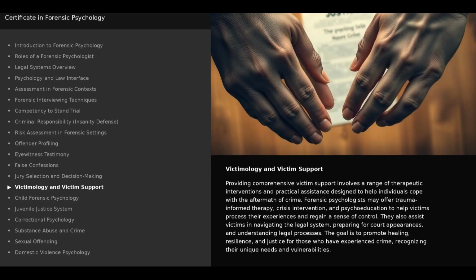Providing comprehensive victim support involves a range of therapeutic interventions and practical assistance designed to help individuals cope with the aftermath of crime. Forensic psychologists may offer trauma-informed therapy, crisis intervention, and psychoeducation to help victims process their experiences and regain a sense of control. They also assist victims in navigating the legal system, preparing for court appearances, and understanding legal processes. The goal is to promote healing, resilience, and justice for those who have experienced crime, recognizing their unique needs and vulnerabilities.